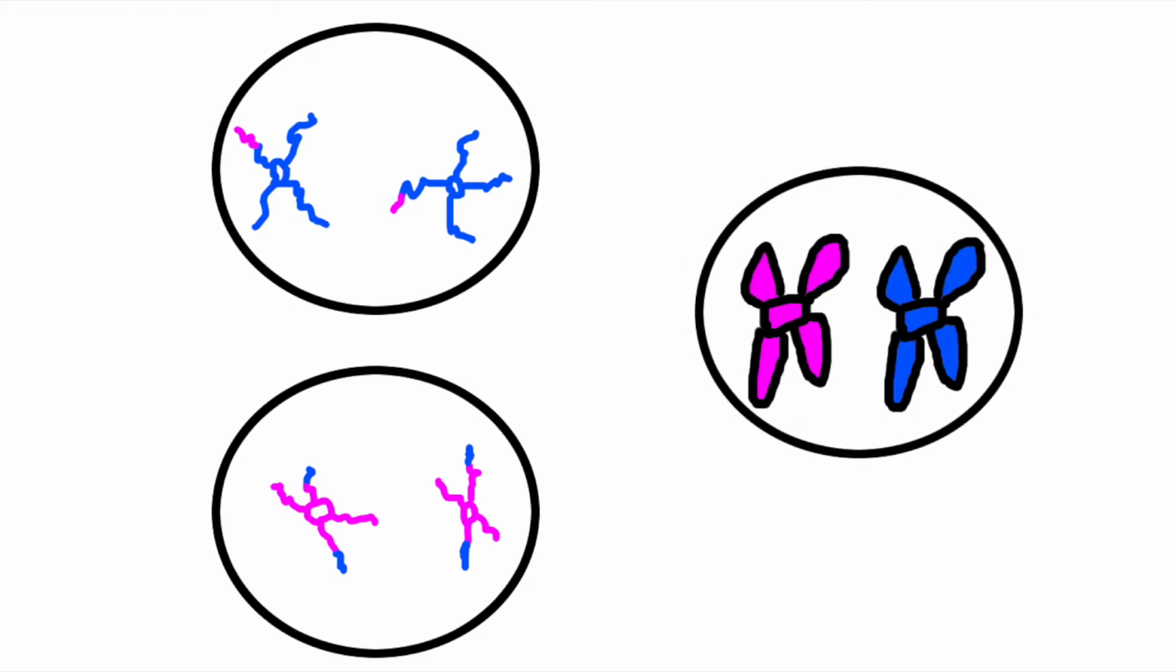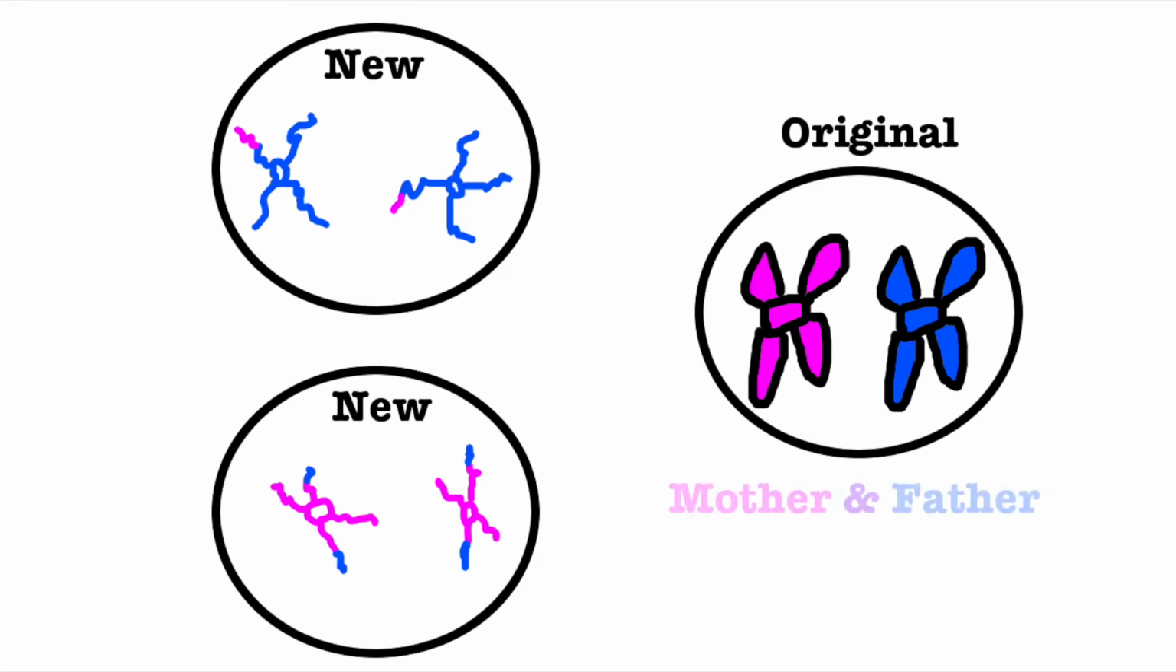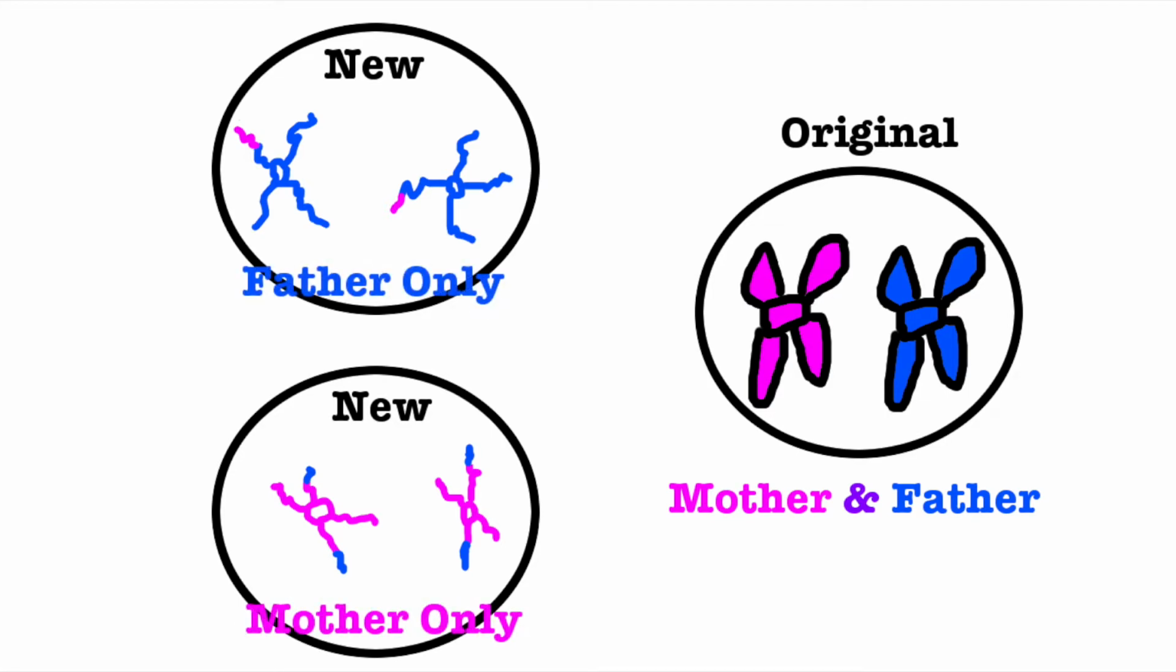With this first division, we now have half the genetic information as we did at the beginning. There was genetic information from the mother and father in the first cell, but now we only have genetics for one parent in each new cell.